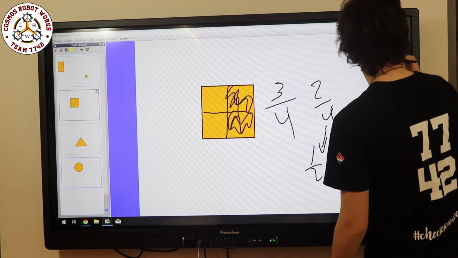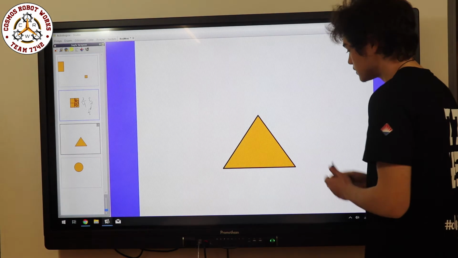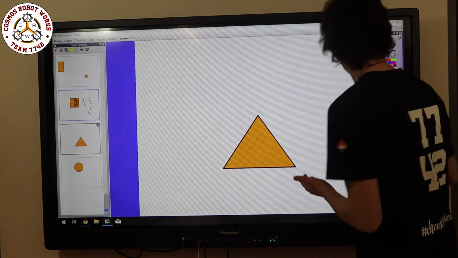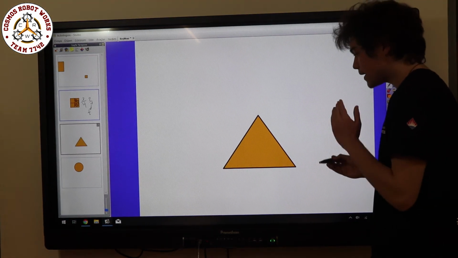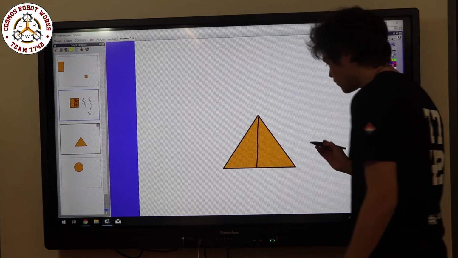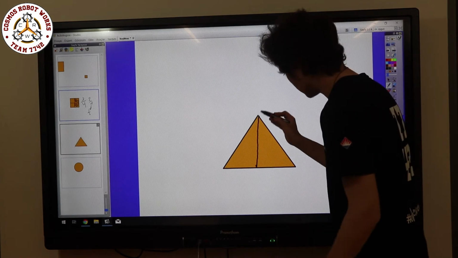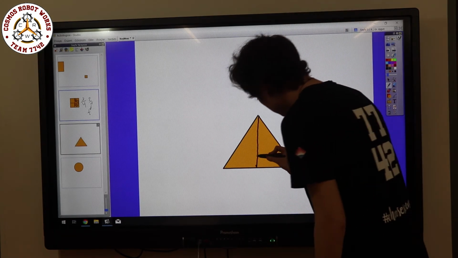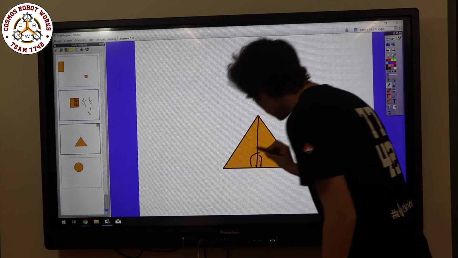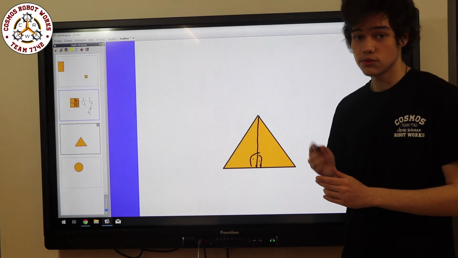Now, for our next shape, let's look at a triangle. Now, this time, if we divide this triangle in half, we find that it has become two triangles, and if this is a straight line, then both of these halves are right triangles, like we taught you in the last lesson.